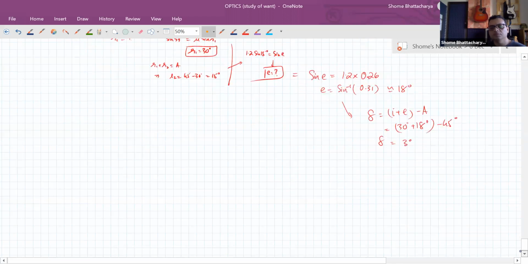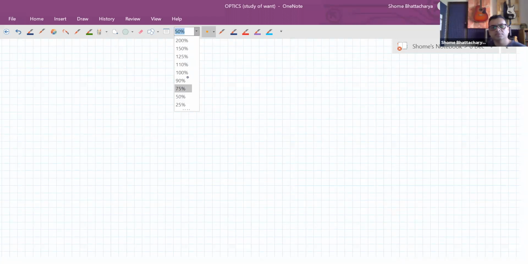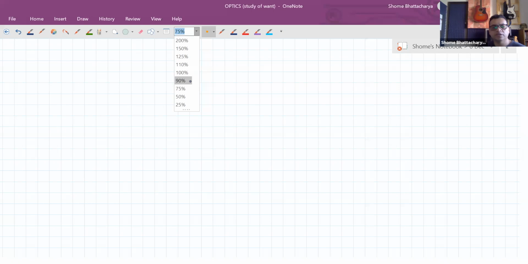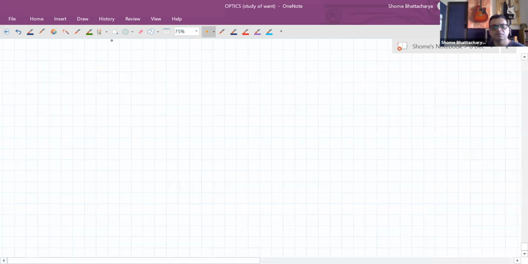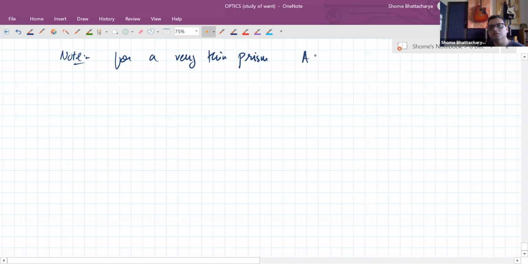Now for extremely thin prisms, there is a special formula for the angle of deviation. I will not get into the derivation of that because we have limited time to discuss optics. But for a very thin prism, that means the angle of the prism is a very small angle, typically less than about 5 degrees or so, we can use a special formula that the angle of deviation becomes mu minus 1 into the angle of the prism.